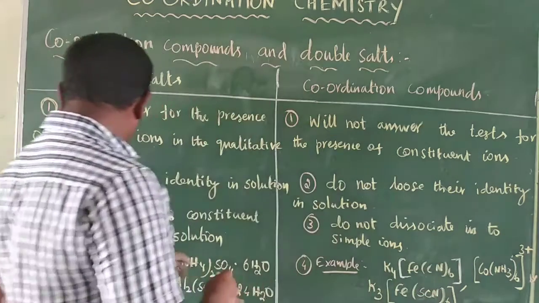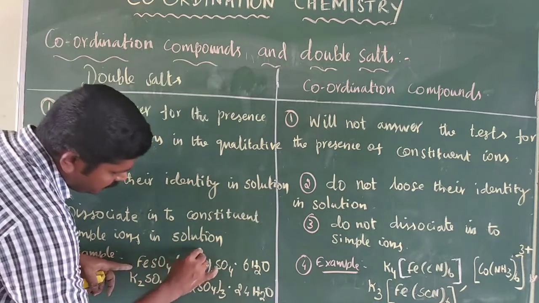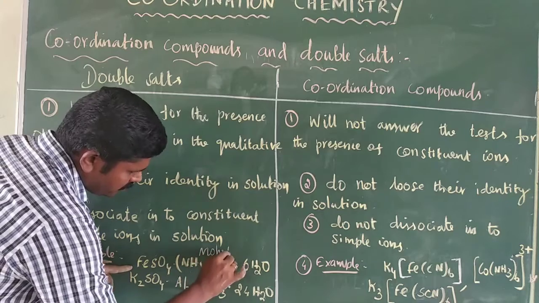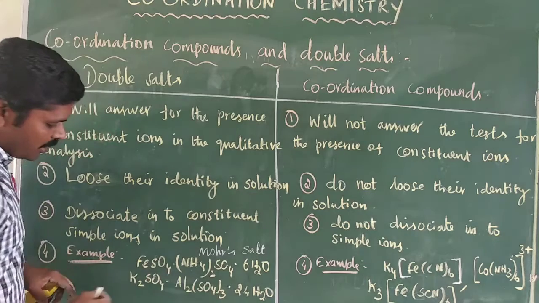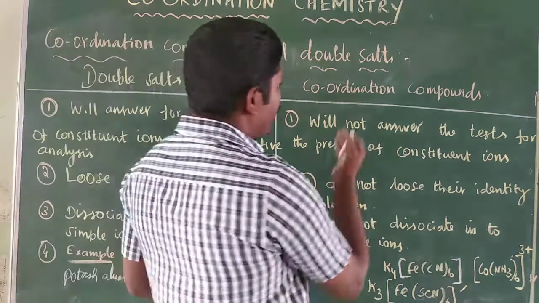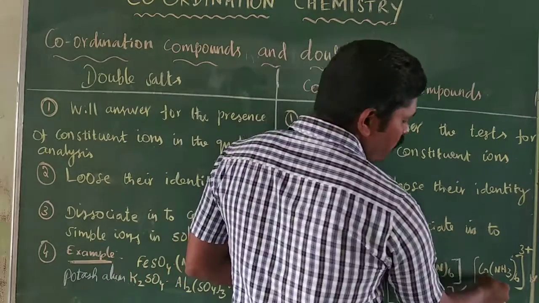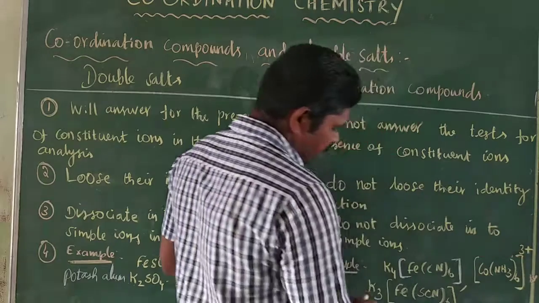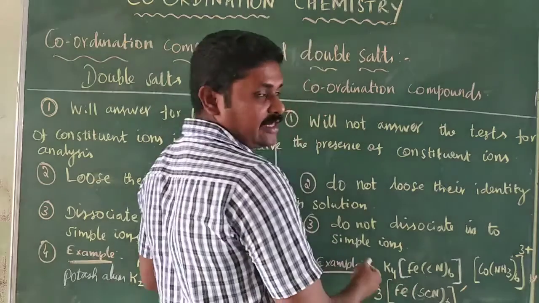So the fourth point, examples. Examples of double salts are Mohr's salt and potash alum. Examples of coordination compounds are K4[Fe(CN)6], [Co(NH3)6]Cl3 and K3[Fe(SCN)6].